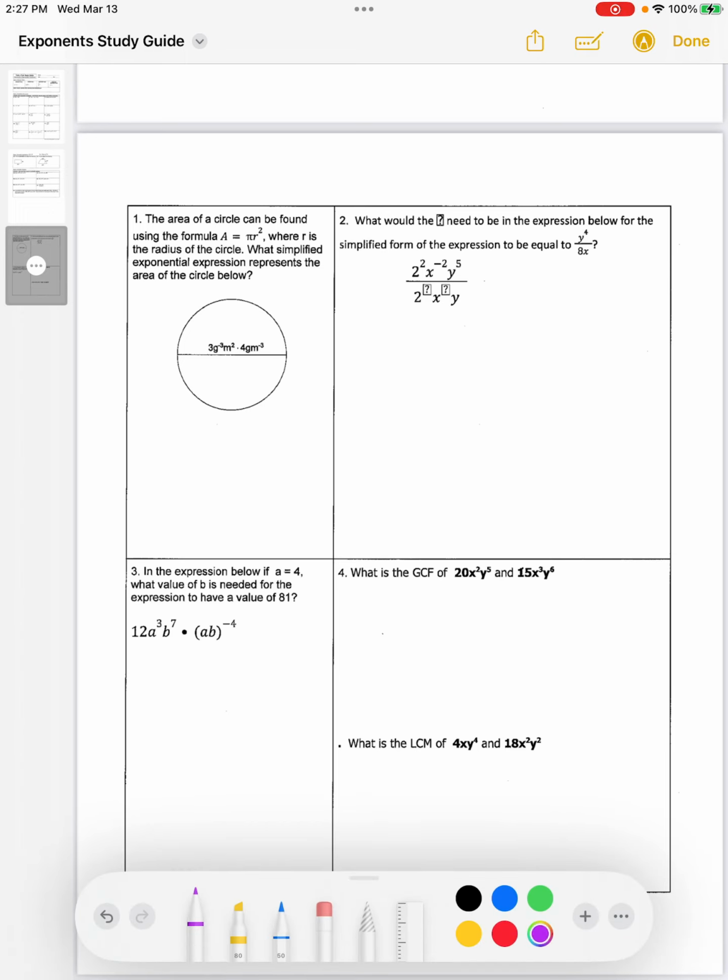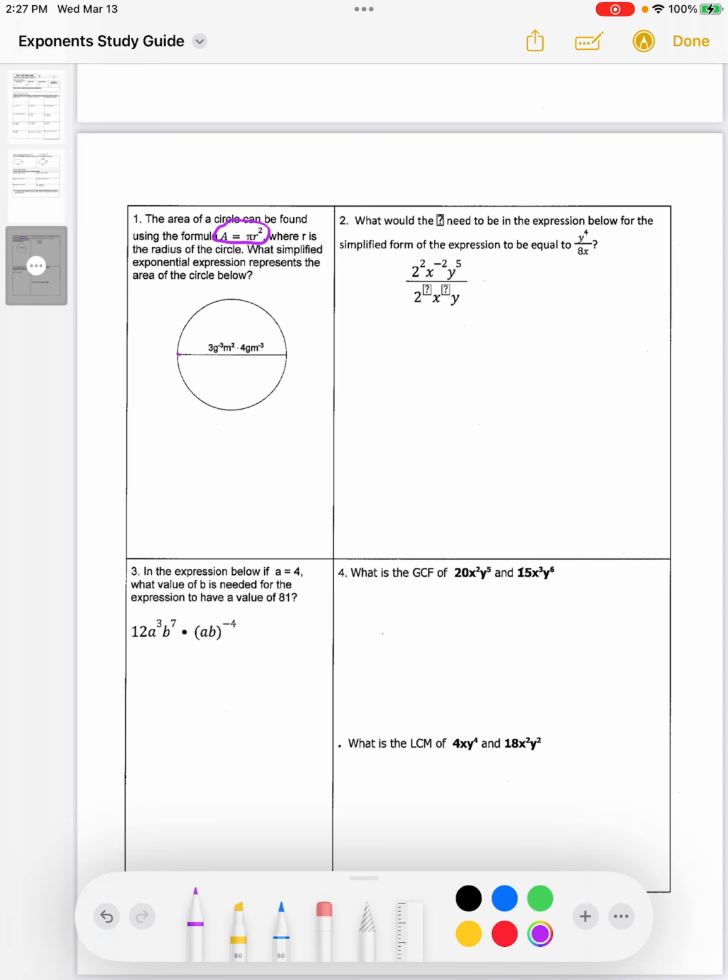Okay, the last thing that we have to do is go over the application question. So the first question is the area of a circle can be found using the formula A equals pi times radius squared, where r is the radius of the circle. They want us to find the simplified exponential expression that represents the area below.